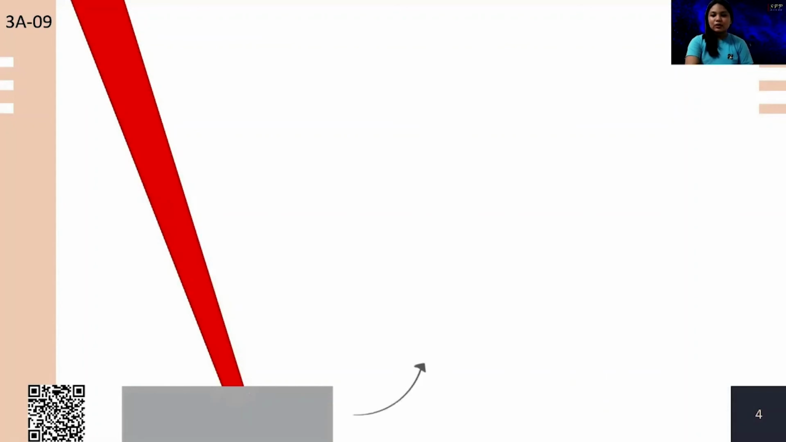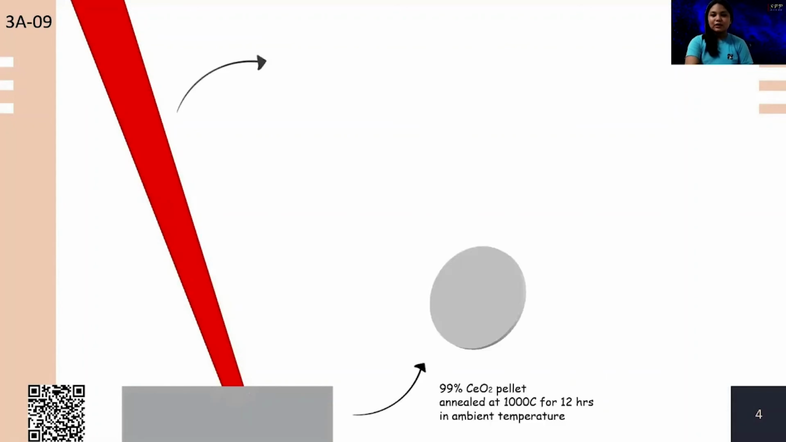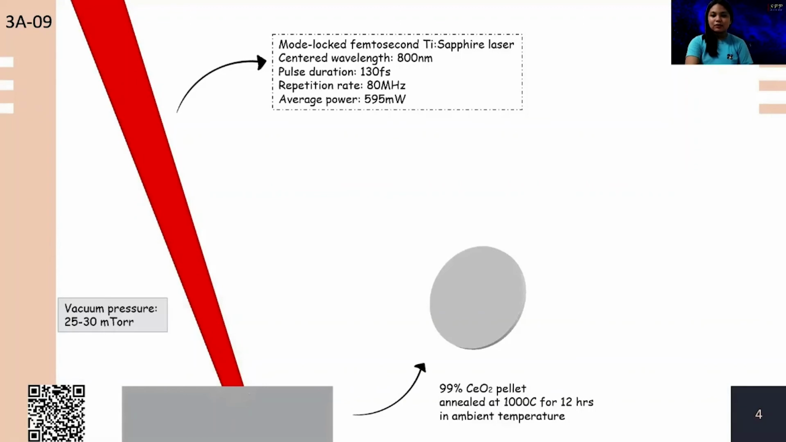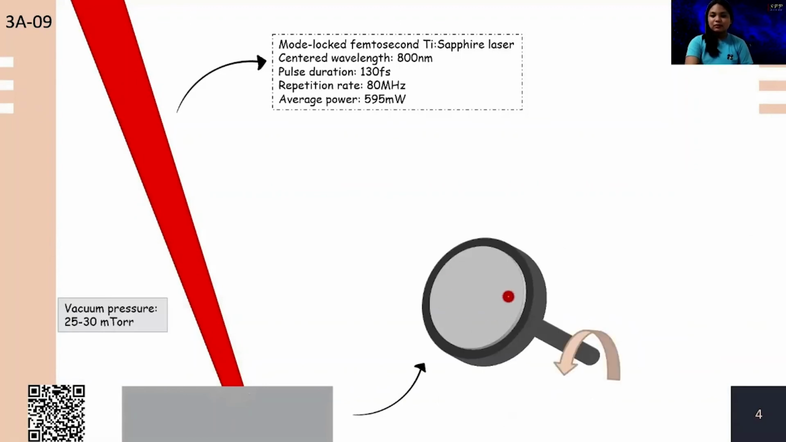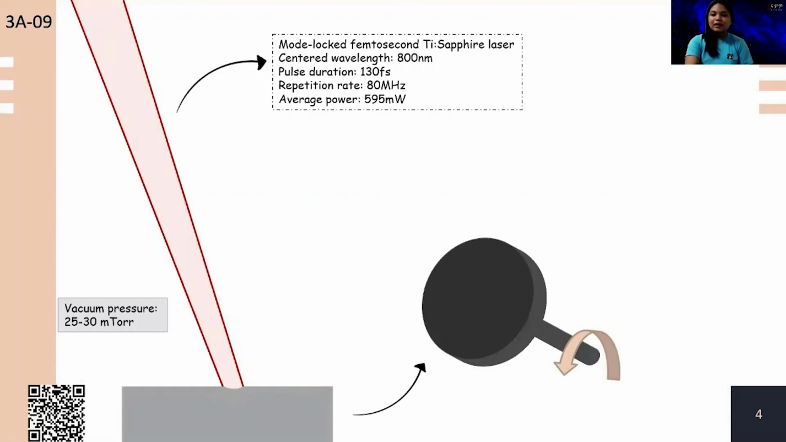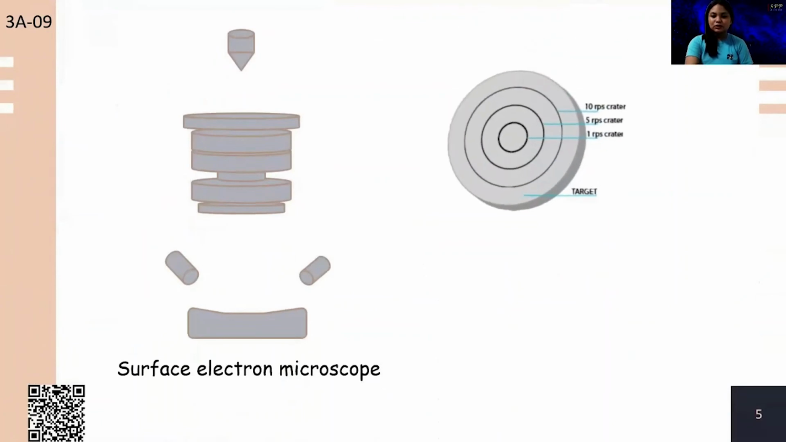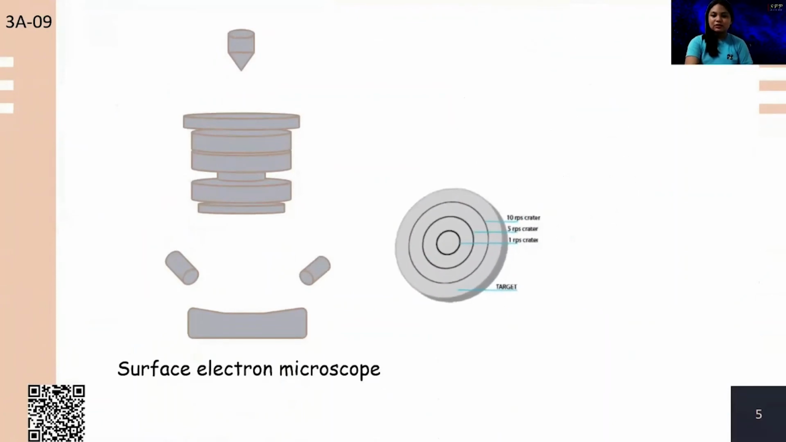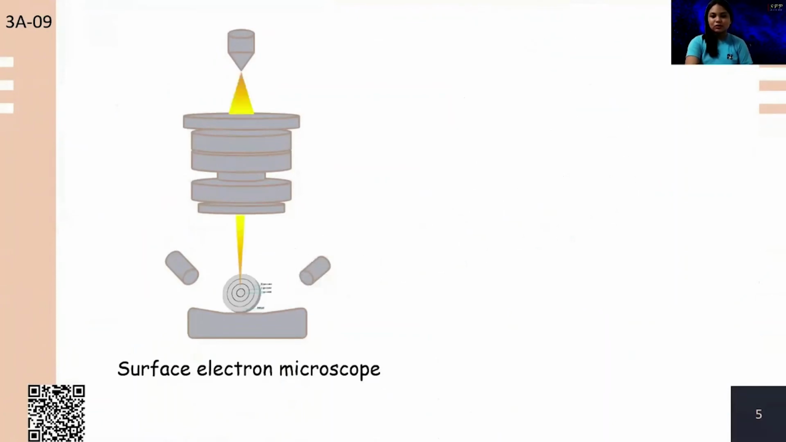In this study, we ablated a cerium oxide pellet with a titanium sapphire laser in vacuum pressure. The target holder was driven by a stepper motor that rotates at a different speed during the ablation of a defined radius. This produced the following grooves, whose surface morphology was characterized with a scanning electron microscope.